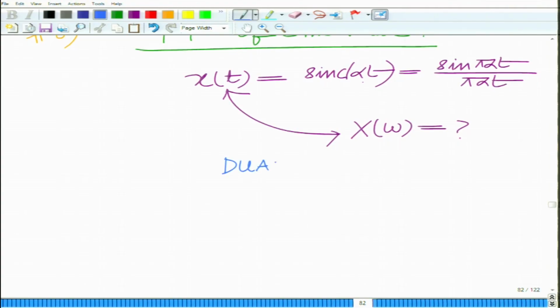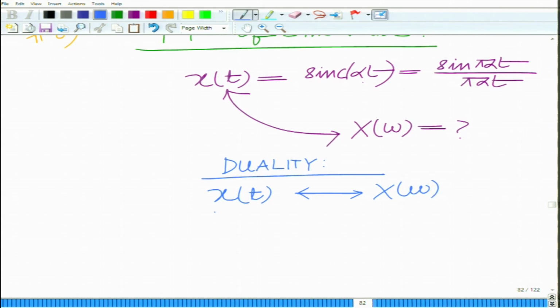So, we use the duality principle, which states that if x(t) has Fourier transform X(omega), then capital X(t) must have Fourier transform, as we have already seen, 2 pi x of minus omega.